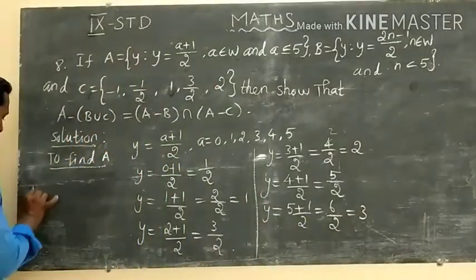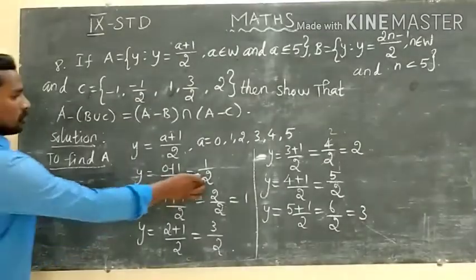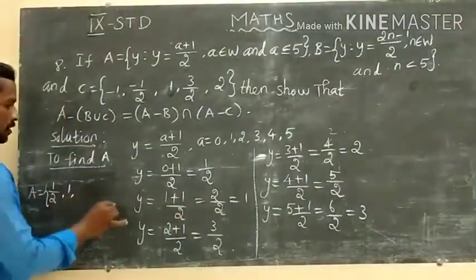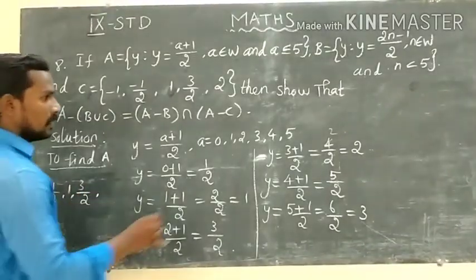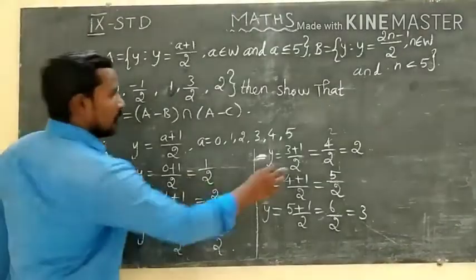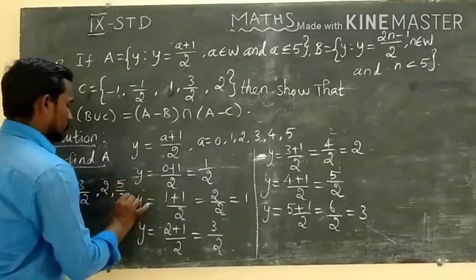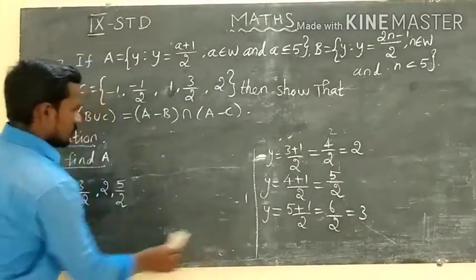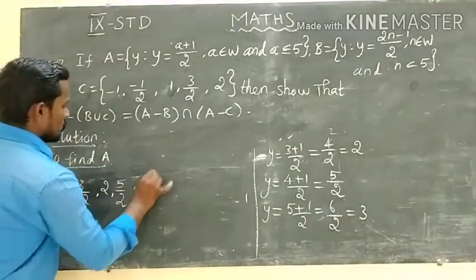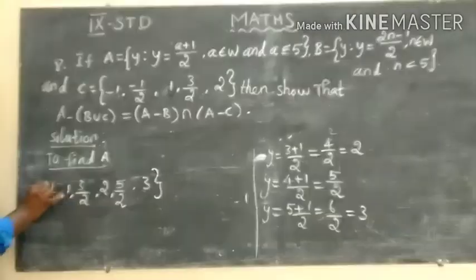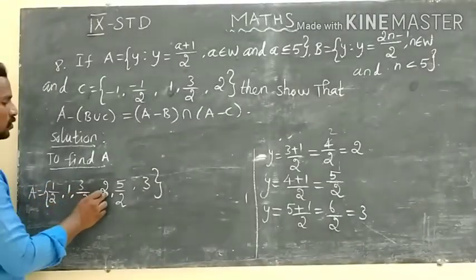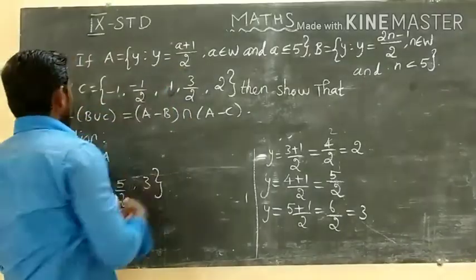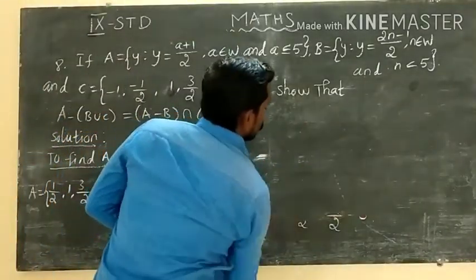Therefore, the collection of A values is the set of all: 1 by 2, and 1, 3 by 2, then 2, 5 by 2, then 3. So A is equal to the set {1/2, 1, 3/2, 2, 5/2, 3}. Okay, this is for A. So now we have found the set A values.